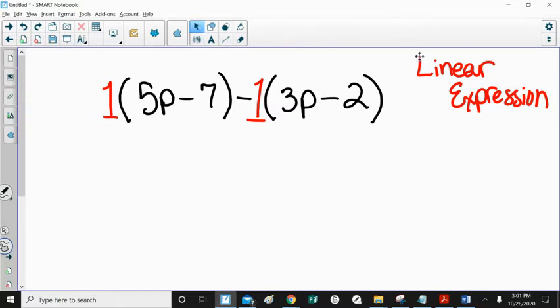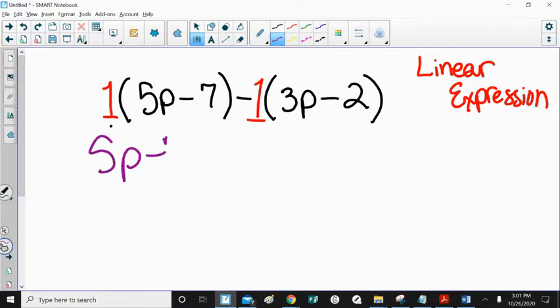To remove our parentheses, we have to multiply through by a positive 1. So we're going to start that with the first linear expression, 5p minus 7. When I multiply through by my positive 1, I end up with 5p minus 7. So now I'm going to take the second expression and I'm going to subtract it from the first.